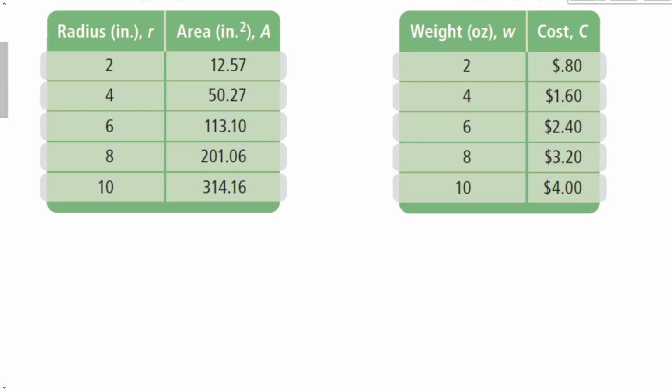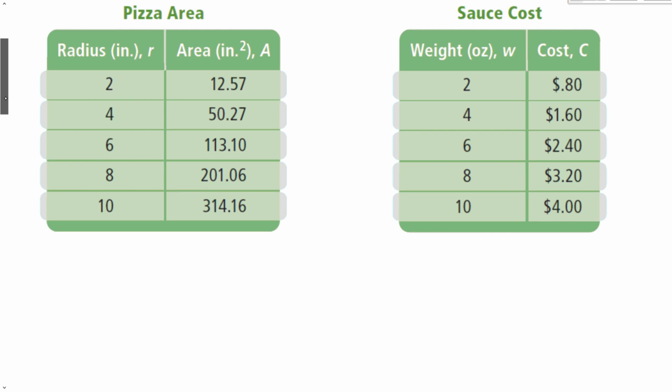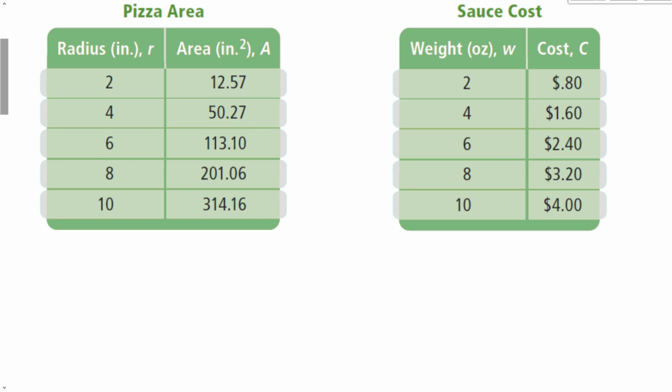So if we look at the first table, which is my pizza area, I'm going to graph A as a function of r. I'm not going to worry about negative numbers because pizza radius can't be negative. So that's going to be my r: 2, 4, 6, 8, 10. And then my area, I'm obviously not going to go by ones because I don't feel like making 314 dashes. Let's go by 100, so 100, 200, and 300.